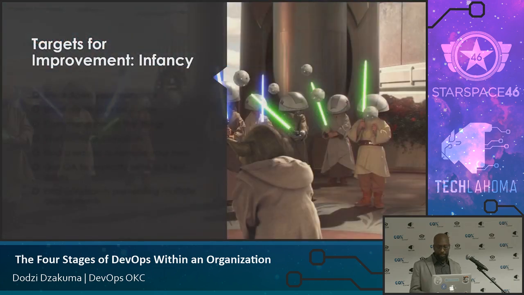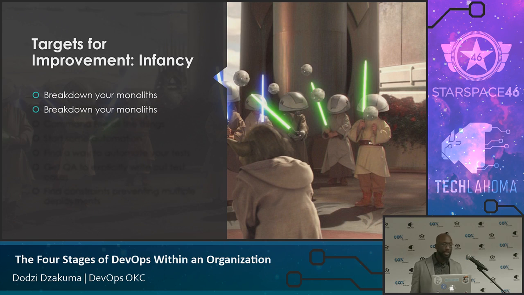Now, when you're in your infancy, what you need to do is break down your monoliths. You might have a monolithic architecture. You need to break it down. Otherwise, you can't deploy in pieces. I just said that. It's like Flight Hub. Break down your monoliths and then break them down again. You don't want to have monoliths. You want to have small pieces that you can deploy.